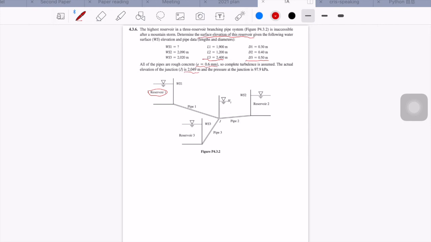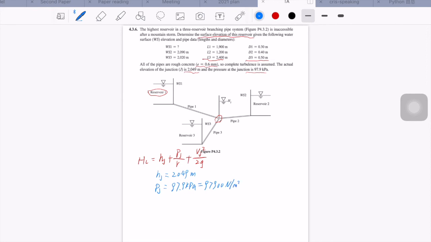is 97.9 kilopascal. So the first step, we need to determine the total energy level at the junction. So the total energy level equals Hj plus Pj divided by gamma plus Vj squared divided by 2g. From the problem, we know Hj equals 2049 meters, and the pressure at the junction is 97.9 kilopascal, also equals 97,900 Newtons per square meter.